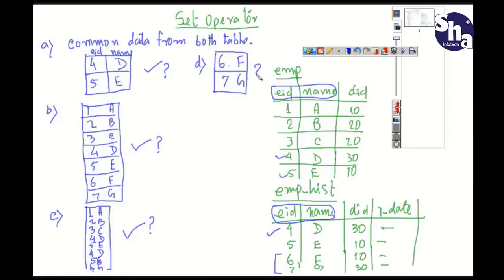How to do this part? Not extra 1, 2, 3. No, vice versa, just reverse. I want whatever is extra in the table called EMP. Whatever is common, 4 and 5, leave it. So what is extra? 1, A; 2, B; then 3, C. These are extra in table EMP.